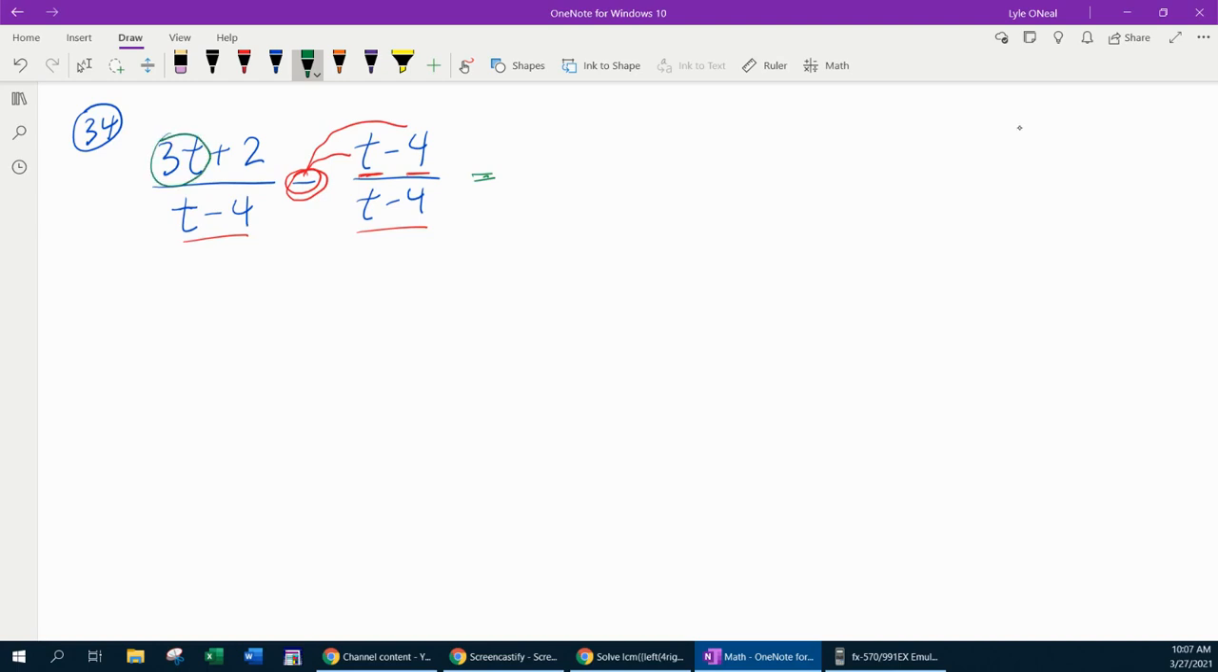We've got 3t minus t, which is going to give us a 2t. And then we have positive 2. Now watch this. Minus a negative will make this a plus. Do you see that? This minus is going to distribute and make this minus a plus. So that would actually be 2 plus 4, which is 6. And then we can say all over our common denominator of t minus 4.